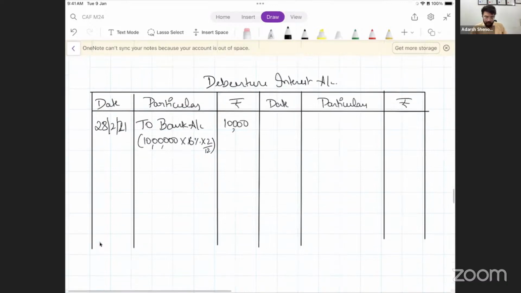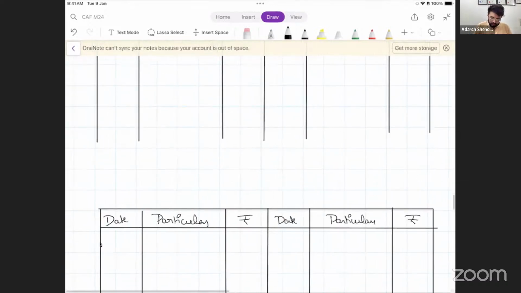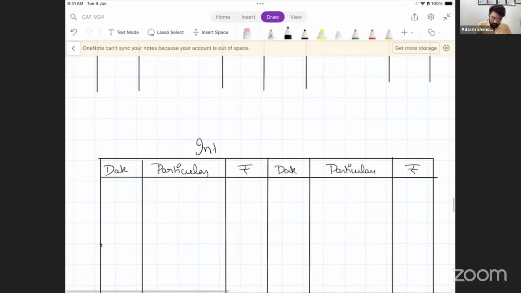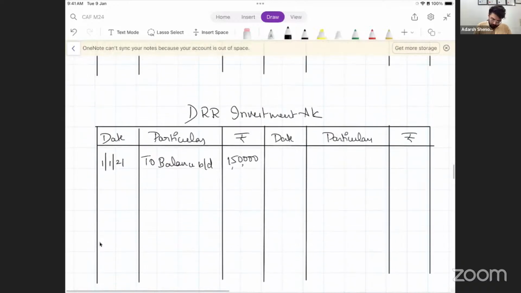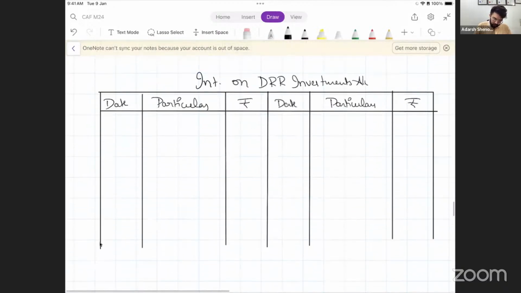Similarly, interest on debenture redemption reserve investments. So interest on DRR investments. For this year's 2 months, we have to collect interest on the investments. How much investments have we made? DRR investment 1,50,000. The interest rate was 4% on this. So 1,50,000 into 4%, 6,000 into 2 by 12, 1,000 rupees. This is an income. So the journal entry will go like bank account debit to interest on DRR investment account.